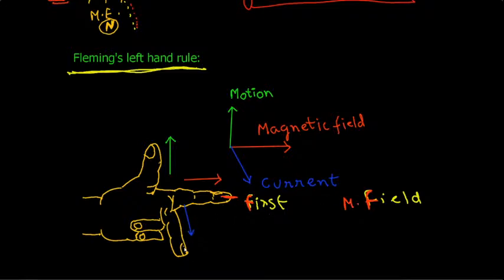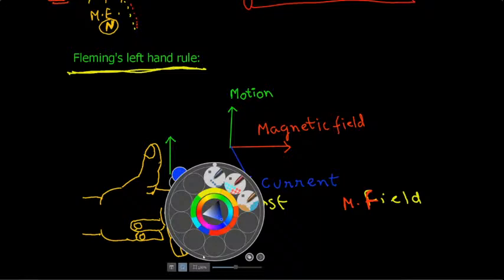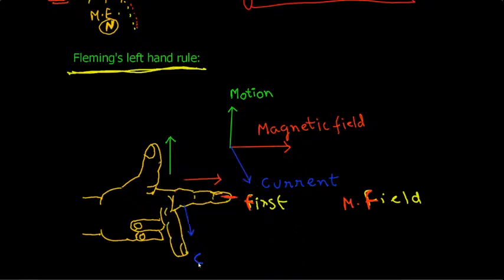Then this is the central finger. C for central, C for current. So I will always align my first finger and central finger in such a way that they are pointing in the direction of the magnetic field and the current. And then I open up my thumb. I open them in such a way that all three are perpendicular.